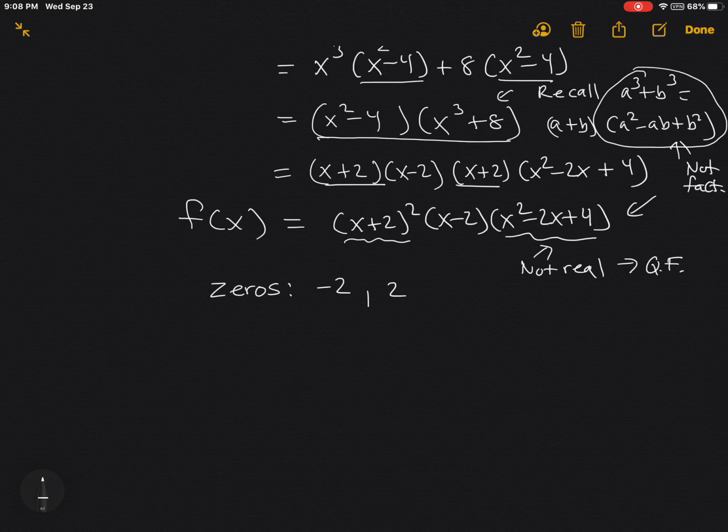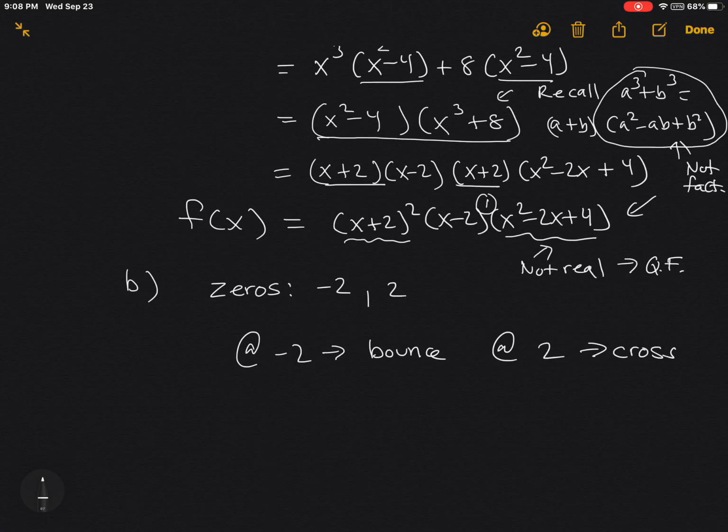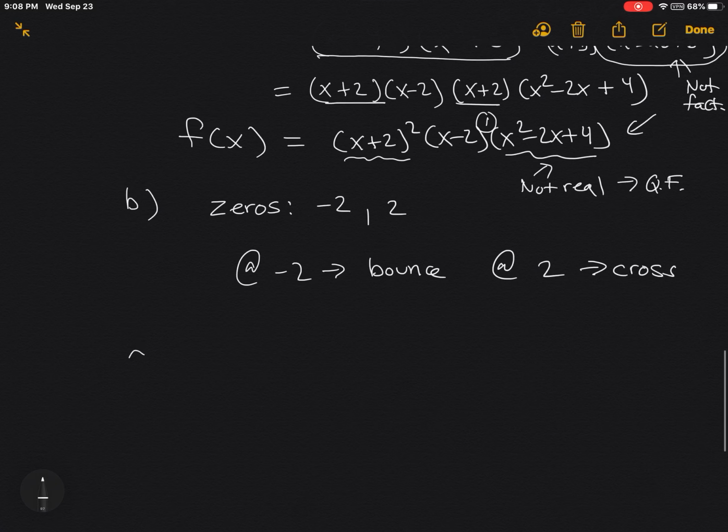I already reviewed sum of two cubes with you. Difference of two cubes, the sign just changes. This becomes a minus, this becomes a plus. All right, so how does this help us? On part B, we got the zeros. This will determine the behavior. So at negative 2, it's going to be a bounce. And then at positive 2, it's going to be a cross because the multiplicity here is just a 1.